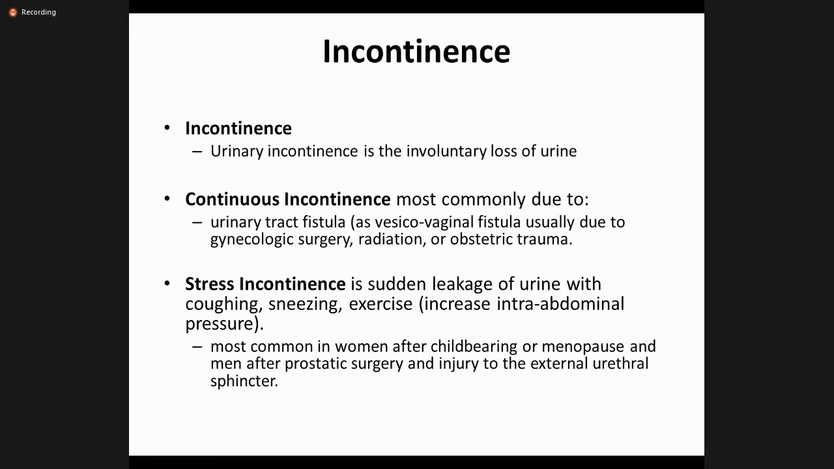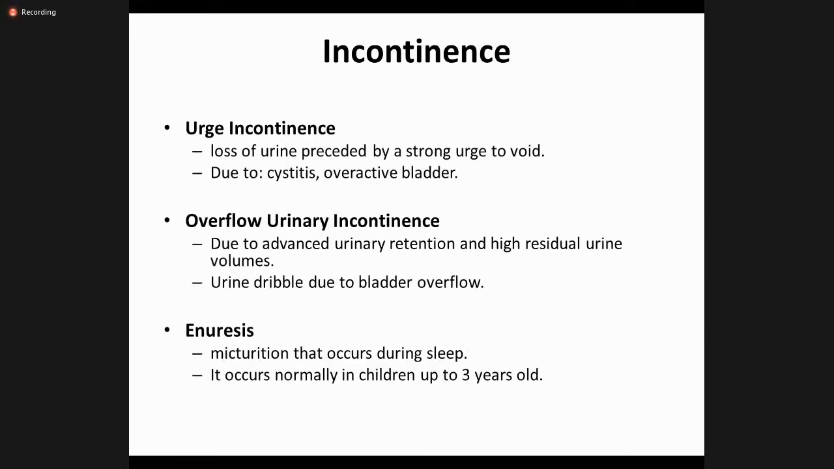And what is stress incontinence? Stress incontinence is sudden leakage of urine with coughing, sneezing, exercise, or some stress, due to increased intra-abdominal pressure. It is most common in women after childbearing or menopause, and in men after prostatic surgery and injury to the external urethral sphincter. Urge incontinence is the loss of urine preceded by a strong urge to void. It is due to cystitis and overactive bladder.